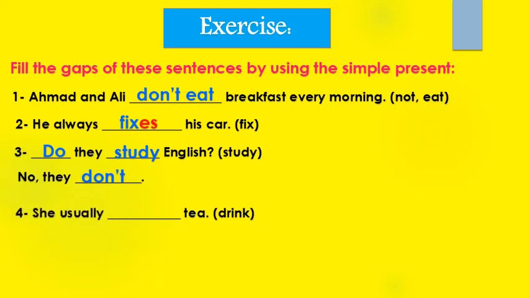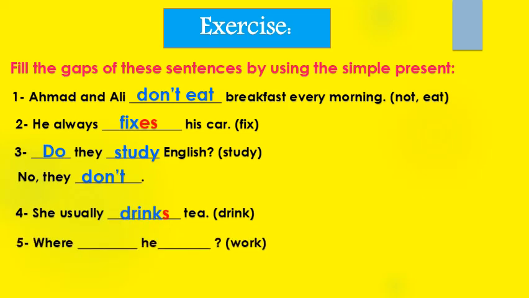Number 4. She usually blank tea. Drink. So here we have usually, it is the keyword. And here we have she, it is singular. So she usually drinks tea.